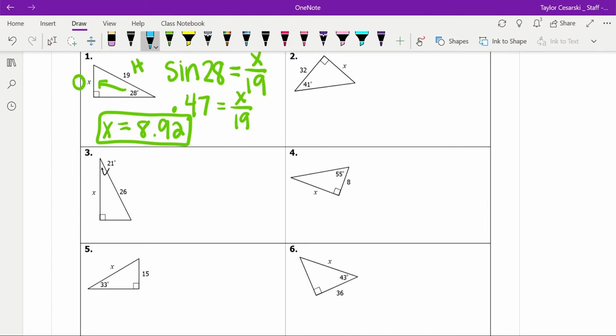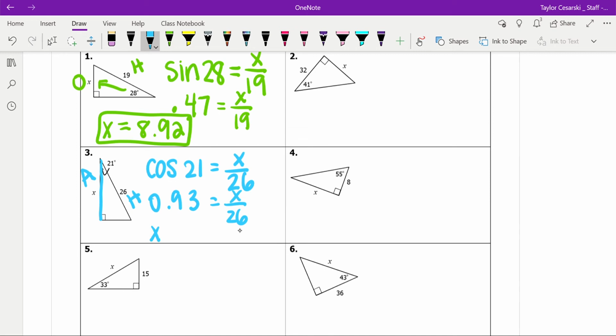Next one, 21 degrees. We have to figure out, first of all, which two sides I have. 26 is my hypotenuse, and since this guy is next to it, that's my adjacent. So adjacent hypotenuse, I'm going to use cosine. Cosine of 21 equals x over 26. So same process, but I'm going to type cosine of 21. So 0.93 equals x over 26. Don't retype that 0.93, just hit times 26 in your calculator, and I get x equals 24.27.